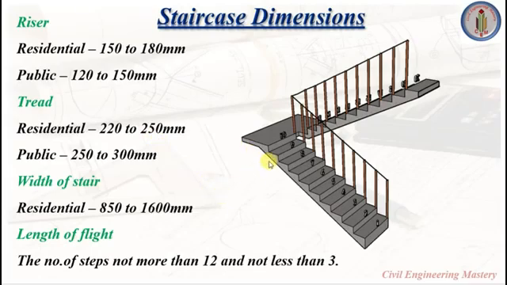And coming to the width of the stair. Width of stair is this one, from here to here. For residential building we provide 850 to 1600 mm. Usually we provide 900 mm to 1000 mm for residential building and for commercial building we can provide up to 2000 mm. Next, length of flight. Length of flight is this one, right? So this includes the number of steps. The number of steps should not be more than 12 and should not be less than 3.